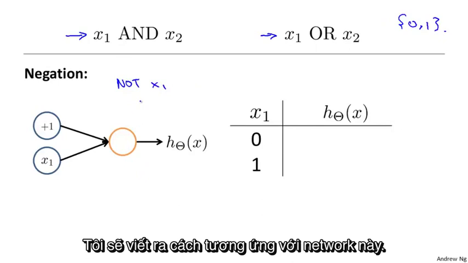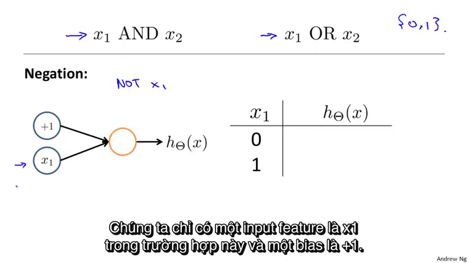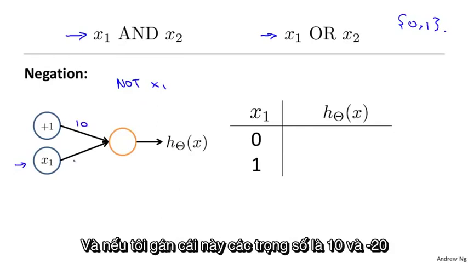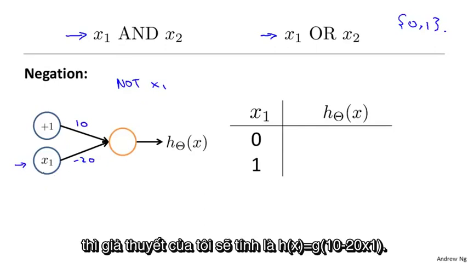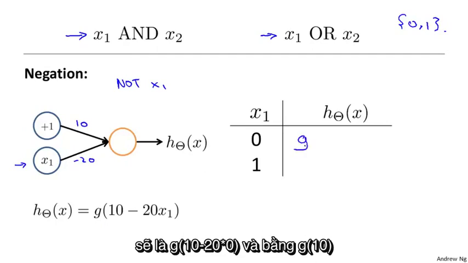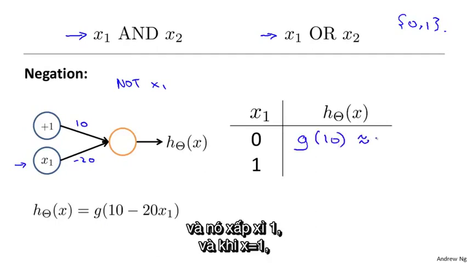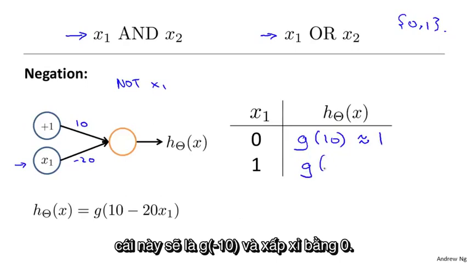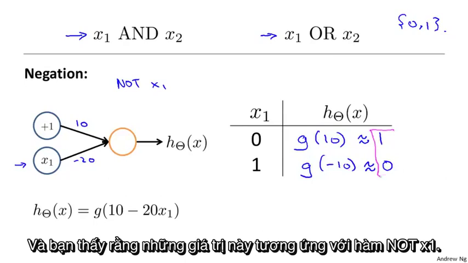Let me just write down the weights associated with this network. We have only one input feature, x1 in this case, and the bias unit plus 1. And if I associate this with the weights plus 10 and minus 20, then my hypothesis is computing this: h of x equals sigmoid of 10 minus 20 times x1. So when x1 is equal to 0, my hypothesis will be computing g of 10 minus 20 times 0, which is just 10. And so that's approximately 1. And when x1 is equal to 1, this will be g of minus 10, which is therefore approximately equal to 0. And if you look at what these values are, that's essentially the not x1 function.